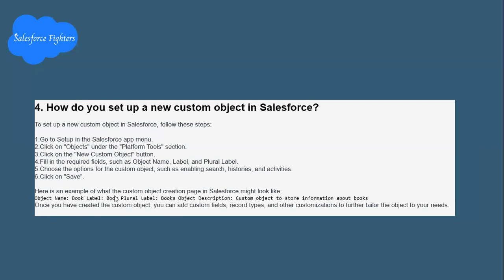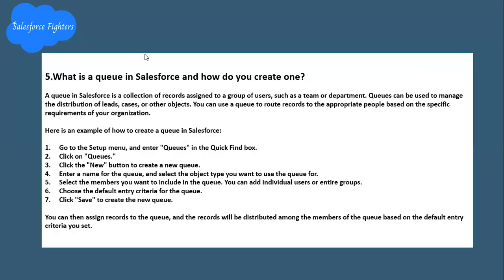Here is an example of what a custom object creation page in Salesforce might look like. Object name: Book. Label: Book. Plural label: Books. Object description: custom object to store information about the books.